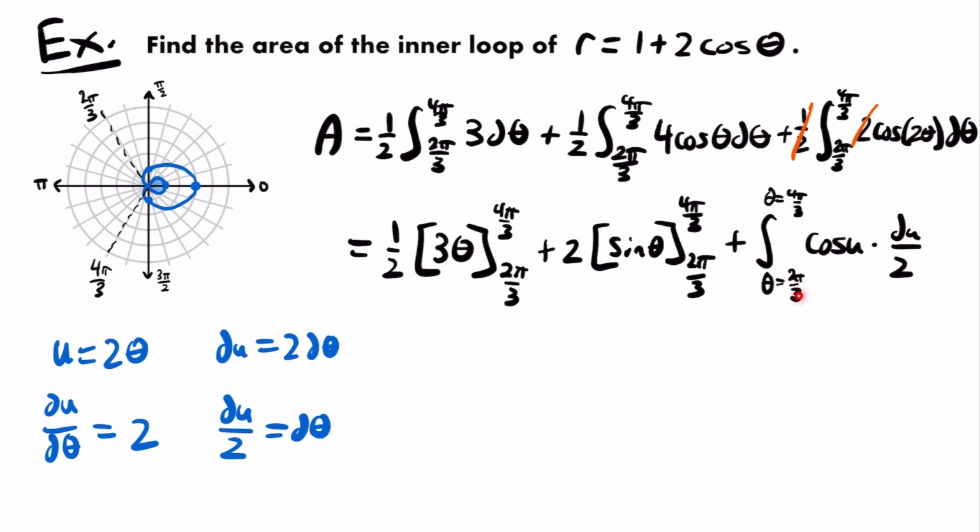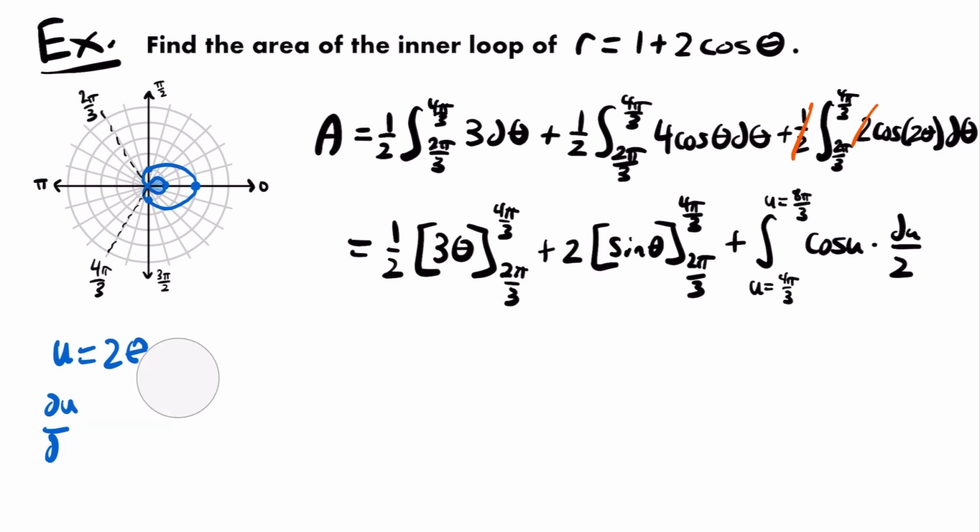All right, so if we plug in this lower bound, we'll have 2 pi divided by 3 times 2, right? 2 times theta. So the new lower bound will be u is equal to 4 pi divided by 3. So I'll just erase this and we'll have u is equal to 4 pi divided by 3. And then for the upper bound, we're just going to be multiplying this value of theta by 2 as well. So 4 pi divided by 3 times 2 will be 8 pi divided by 3. All right, so our new upper bound will be u equals 8 pi divided by 3. Okay, so now we don't need this u substitution work anymore. Our integral is entirely in terms of u.